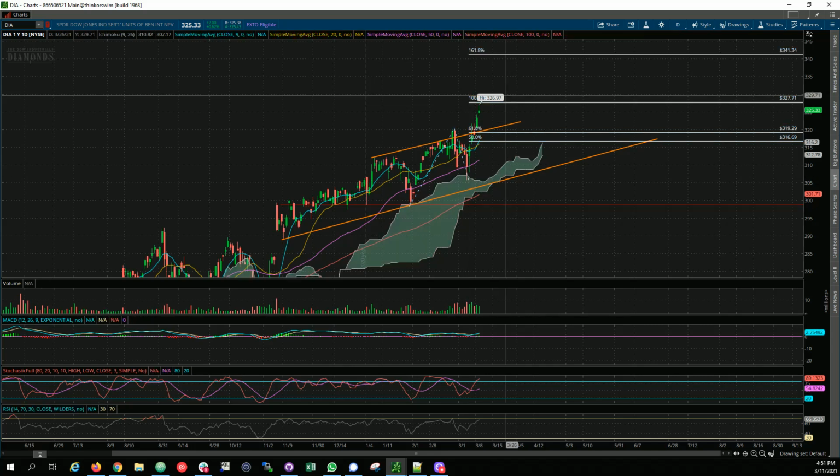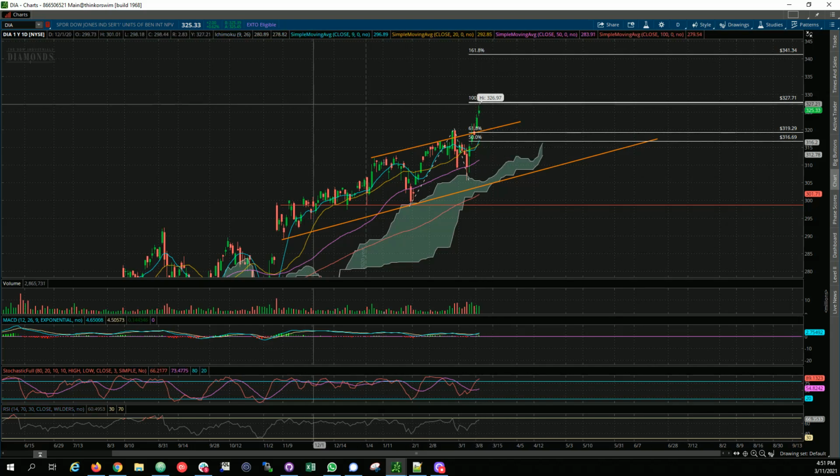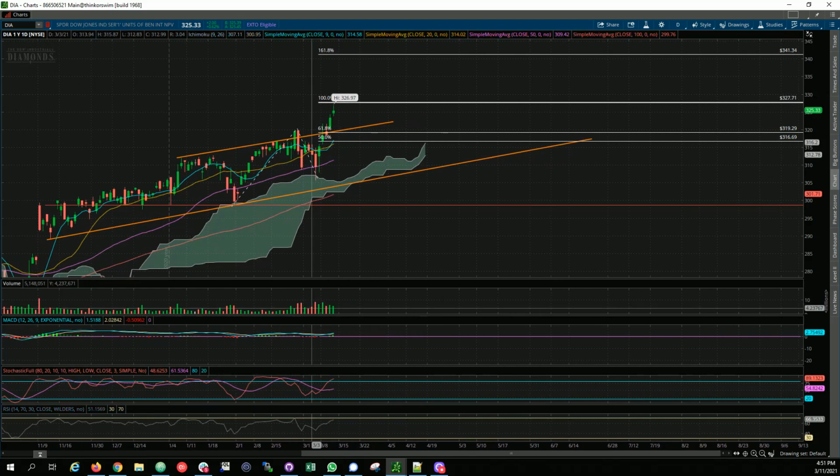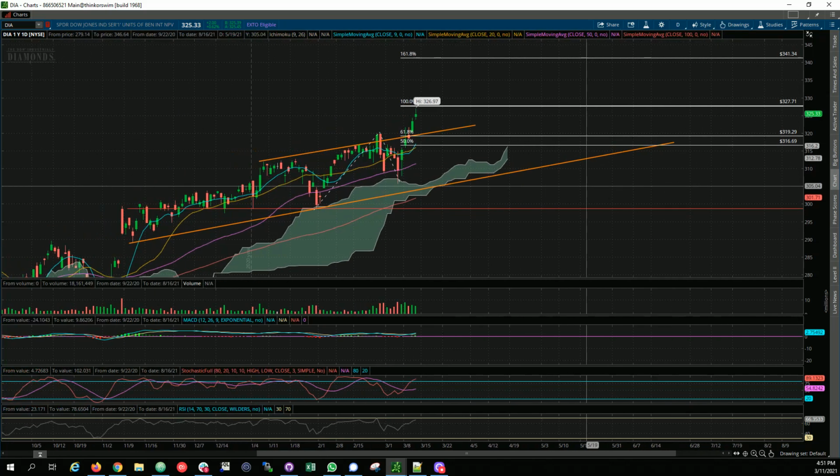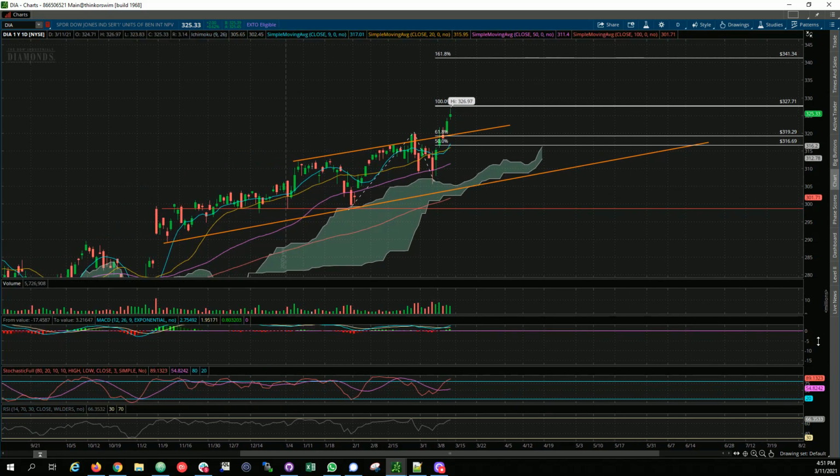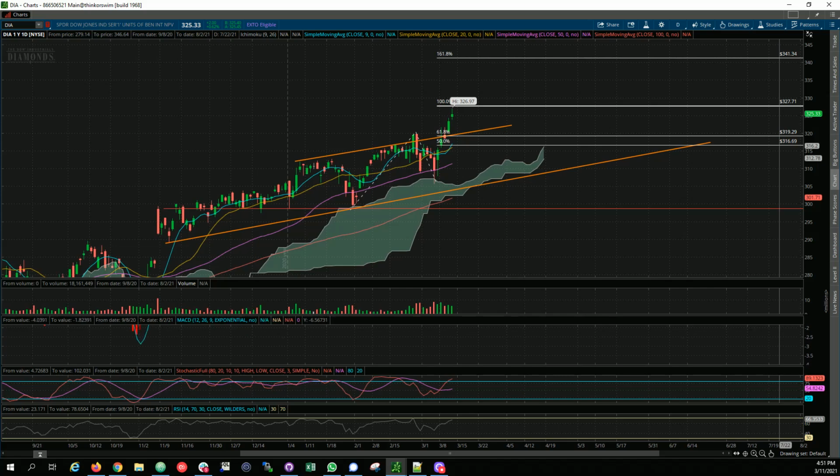So there you go. It's almost reaching the 100% extension, which is sitting at 327.71. So I'll watch for that area. Possible moves. We'll go ahead and draw you the visual of what I'm expecting. And the internals are obviously bullish here.